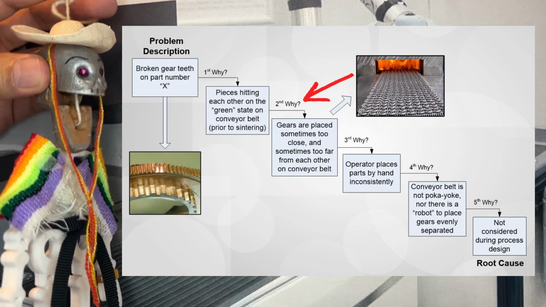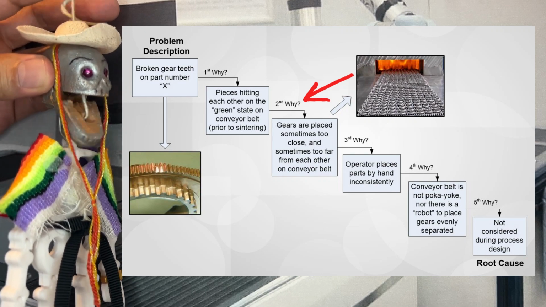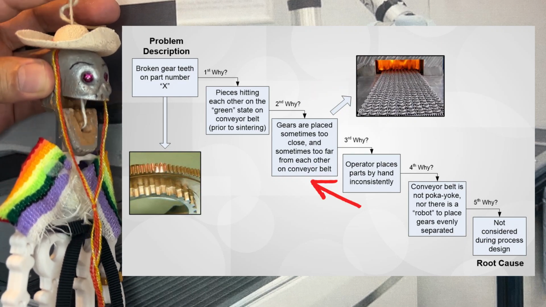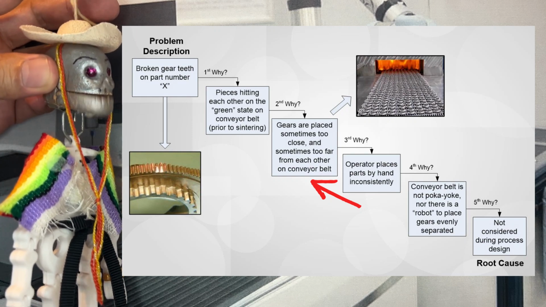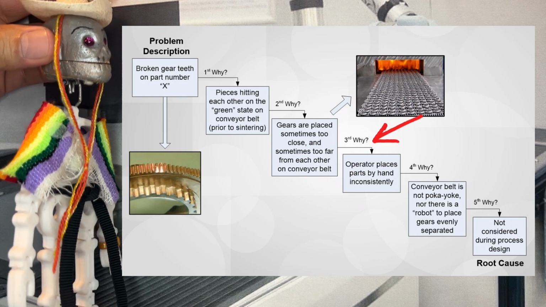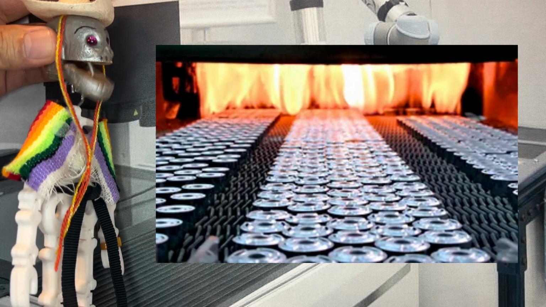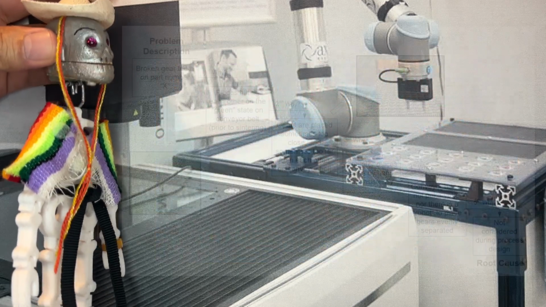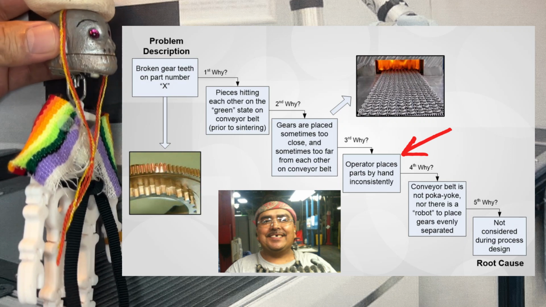Our second why will be why the pieces hit each other on the conveyor belt. And the answer is because they are placed sometimes too close and sometimes too far away from each other on the conveyor. Our third why will be why sometimes the gears are placed too close and why sometimes too far from each other. And the answer is because the operator placed them by hand inconsistently.